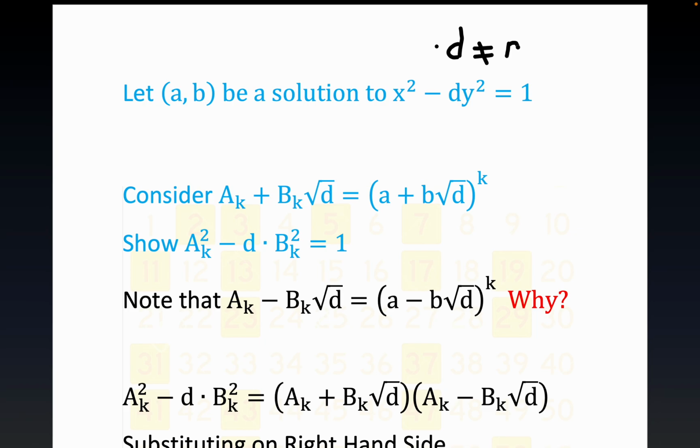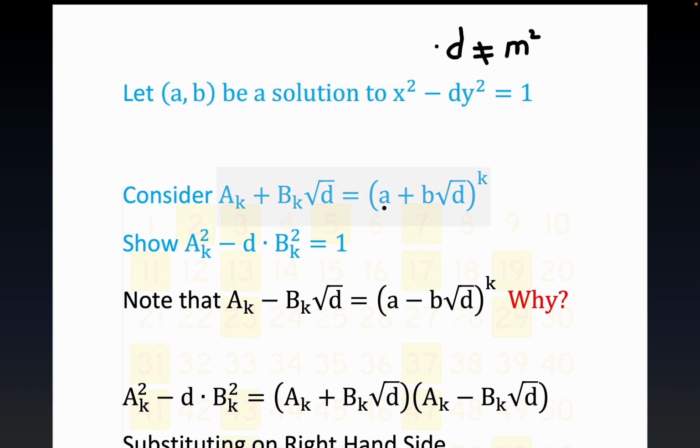Now, it doesn't take much to verify that if d is a perfect square, the only solutions are the trivial solutions. That would be x equals plus or minus 1 and y equals 0. That's something that's not hard to verify. So we're going to assume that d is not a perfect square. Now, what we're trying to do right here is generate an infinite number of solutions based on a known solution. We're given that a comma b is a solution to this equation, which is called Pell's equation. And we want to show a way to generate an infinite number of integer solutions.